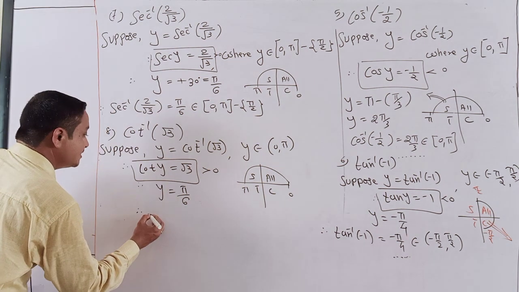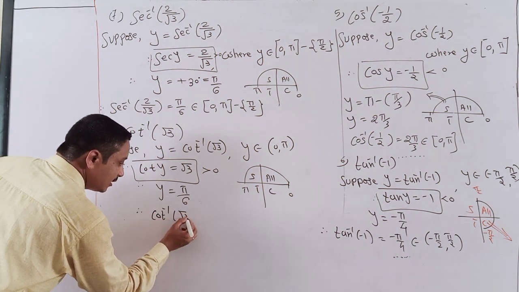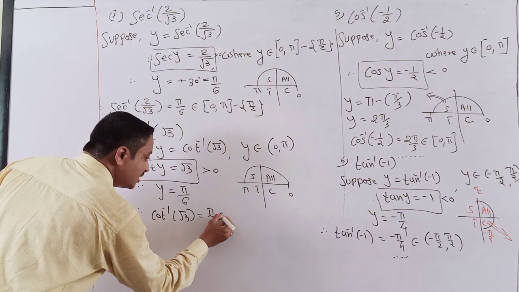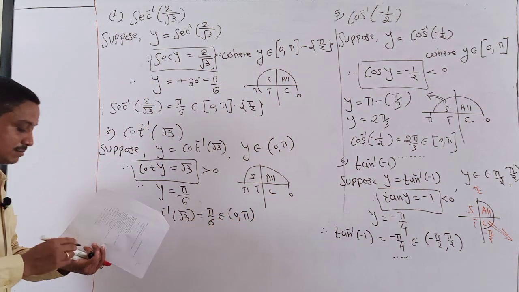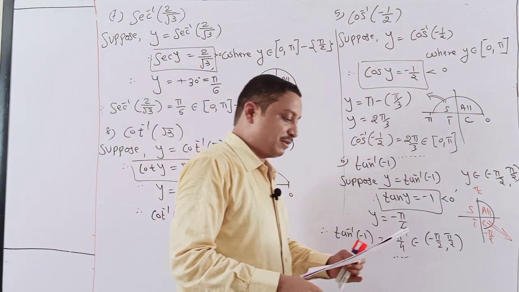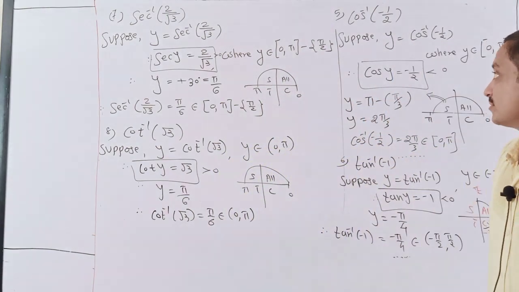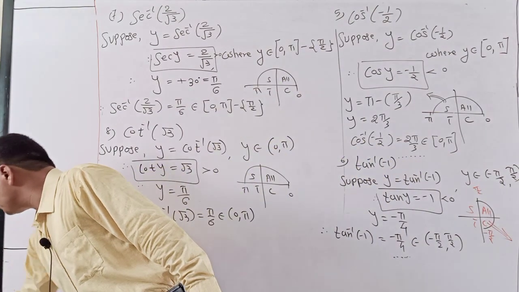And the last answer: cot inverse root 3 is pi by 6 in that interval 0 to pi. And here we have happily done our 8th sum. Now continue, move ahead, students.